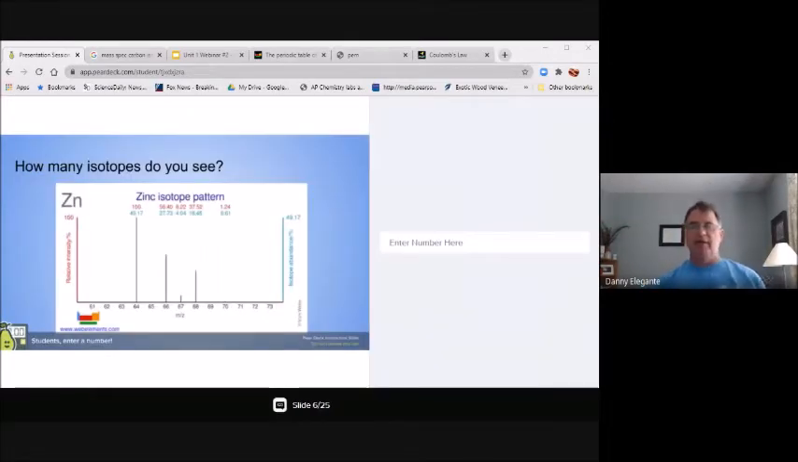So in Pear Deck, if you join the Pear Deck, then you should see in your Pear Deck window the ability to enter the number there. So my question for you in Pear Deck is, how many different isotopes do you see? So go ahead and take a minute. And how many different isotopes do you see?